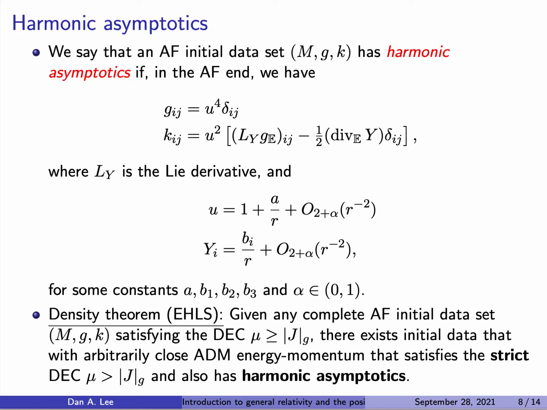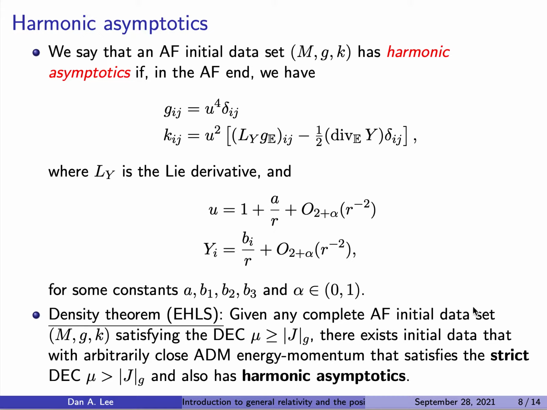Okay, so the density theorem says you can kick it just a little bit to give it harmonic asymptotics and strict dominant energy condition without changing the ADM energy momentum by much. It's called a density theorem because it says that these nicer initial data sets, the ones that have these two bold properties, harmonic asymptotics and strict DEC, are in some sense dense in the space of all asymptotically flat initial data.